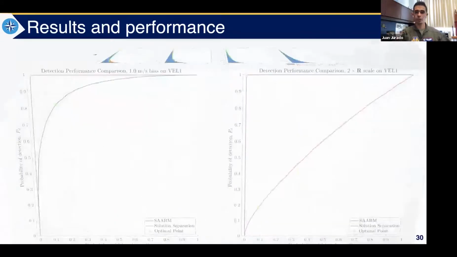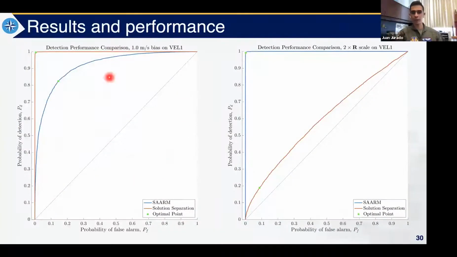So what does that result in? Here are the 2 ROC curves. Each of these is informed by essentially 20,000 runs, right? 10,000 H0, 10,000 H1 here, 10,000 H0, 10,000 H1 here.